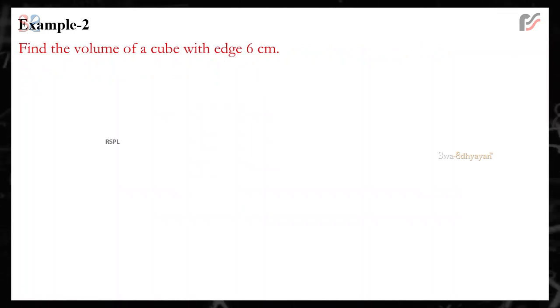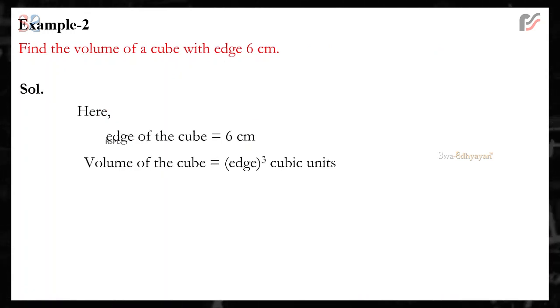Example 2. Find the volume of a cube with edge 6 cm. Solution. Here, edge of the cube is equal to 6 cm. Volume of the cube is equal to edge cube cubic units, which is equal to 6 cube cubic centimeters. This is equal to 216 cubic centimeter.